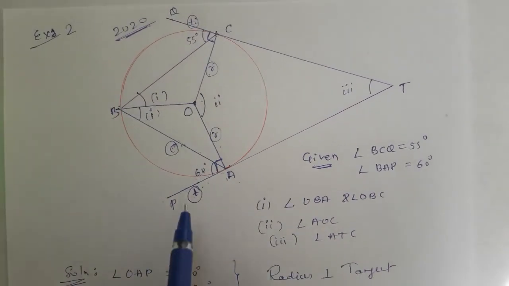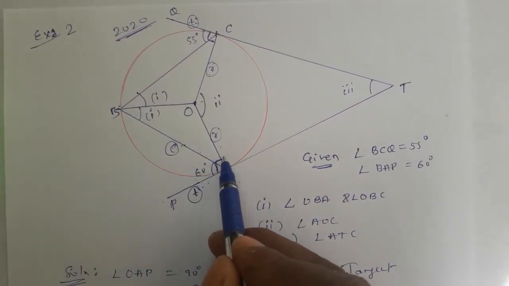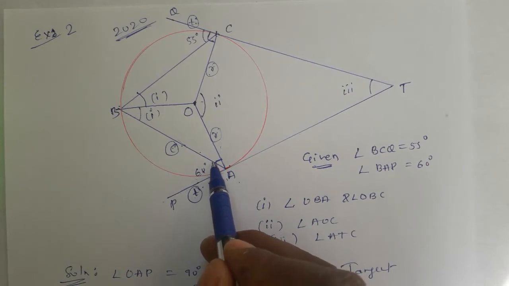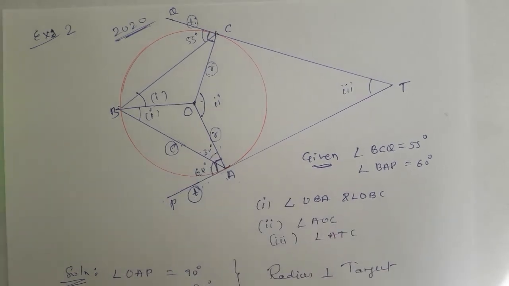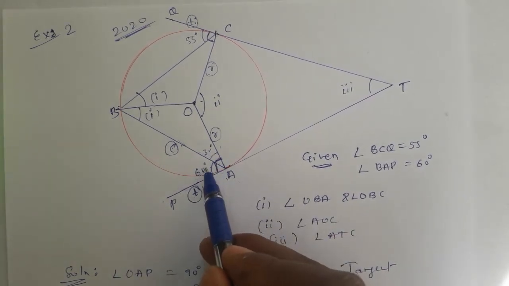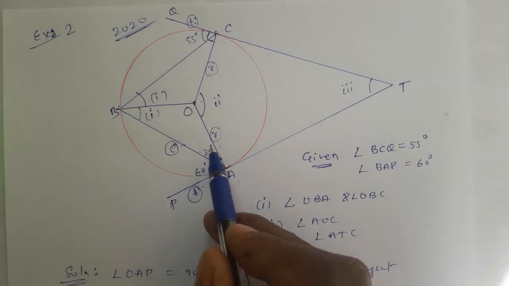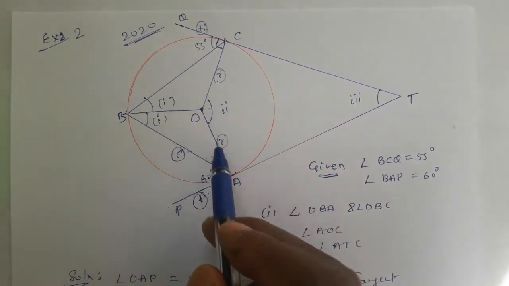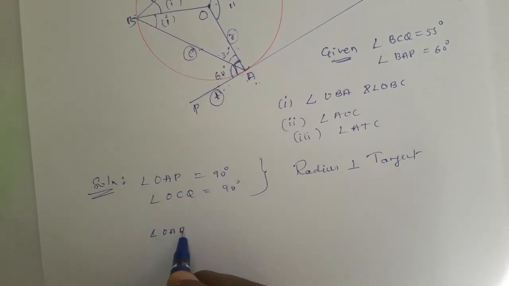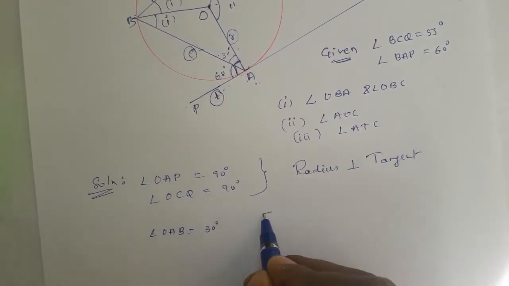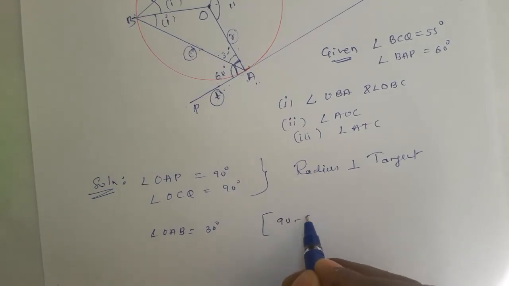Now this two, once we mark 90 degree here, what is the use of marking 90 degree? This part is 60 degree, we know that the total is 90 degree, therefore the remaining will become 30 degree here. The total is 90 degree now. This is already given 60, so 60 plus 30, 90 now. We can write angle OAB equal to 30 degree, because that is 90 minus 60 degree.